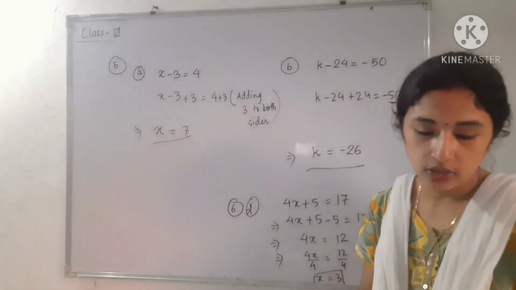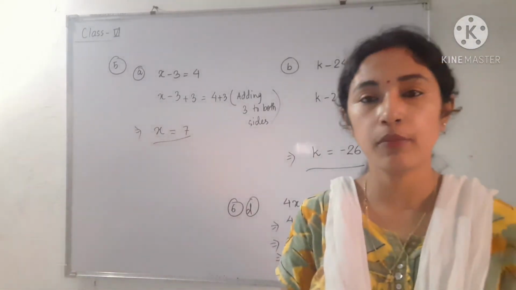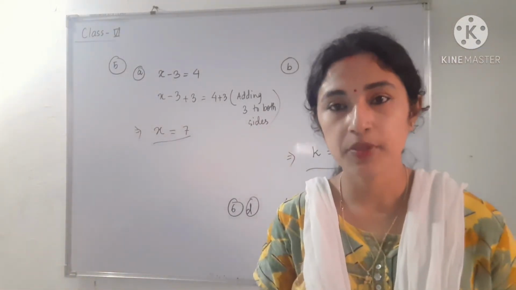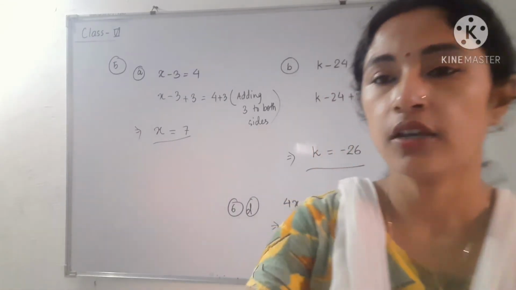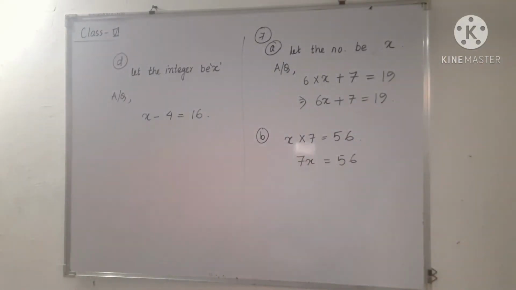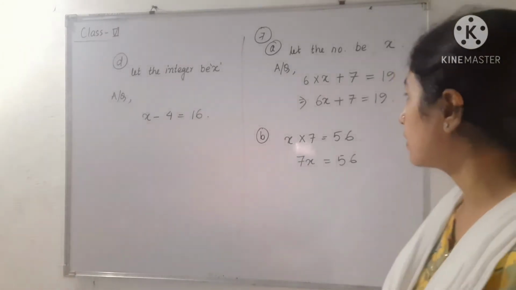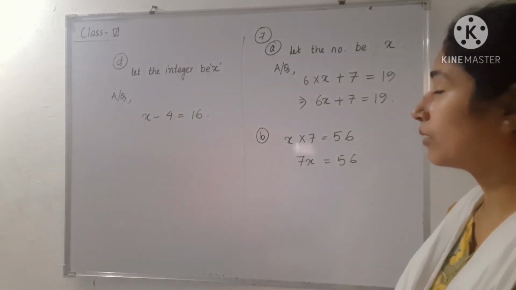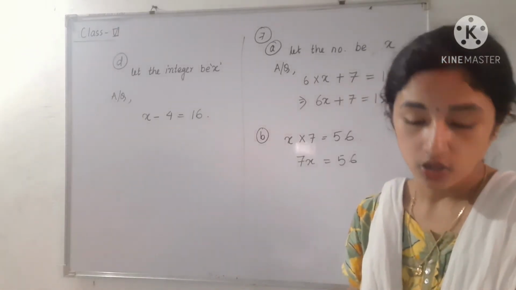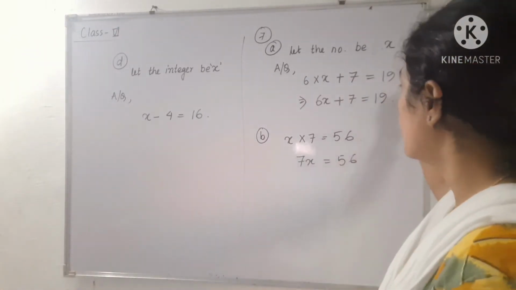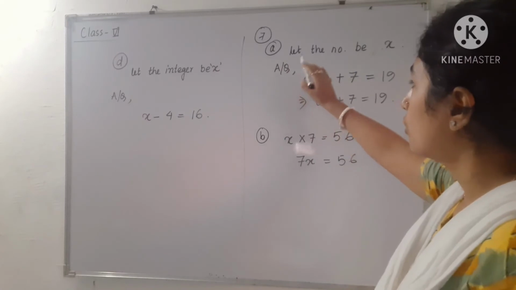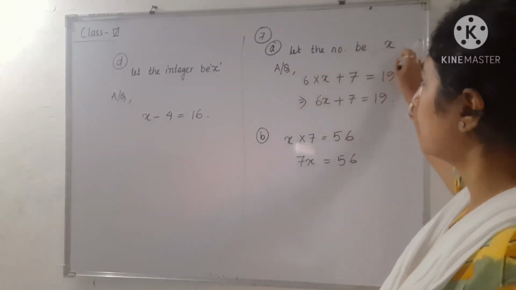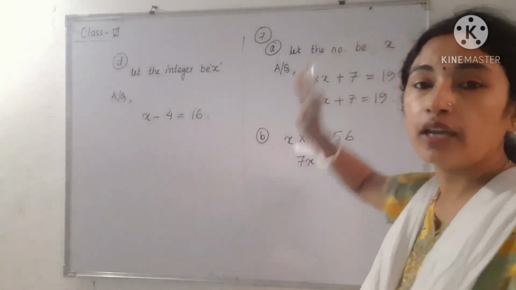Okay students, so try to do the remaining questions. They are very simple, but you have to follow the steps. Okay, so next is number 7. So see, in a number it is given that you have to take 6 times that number and add 7 to it, so that you will get 19. So according to the condition, you have to first write let the number be x.